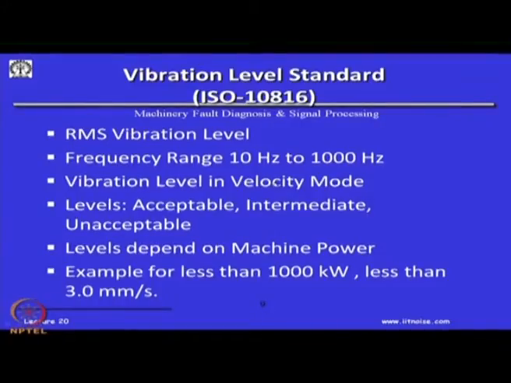Vibration level has to be in the velocity mode, that is either in meters per second or millimeters per second, and then there are 3 levels of vibration: whether the machine is acceptable, in an intermediate stage, or the machine's vibration is unacceptable. The machine has to be diagnosed and corrected, and of course, these levels depend on the machine power. Just for example, if it is a 1000 kilowatt machine, the highest vibration in any direction has to be 3 millimeters per second.